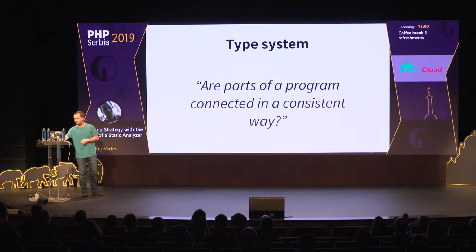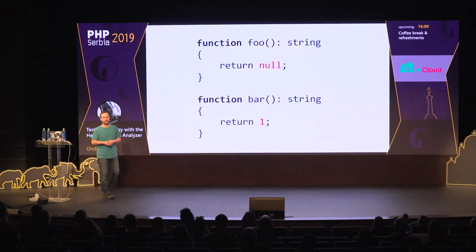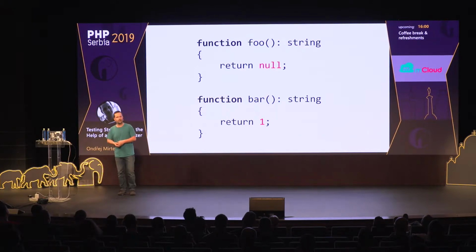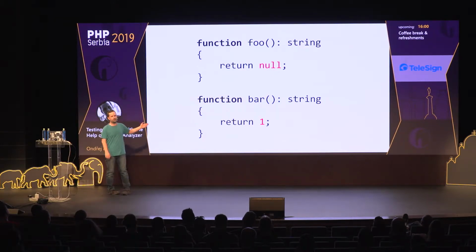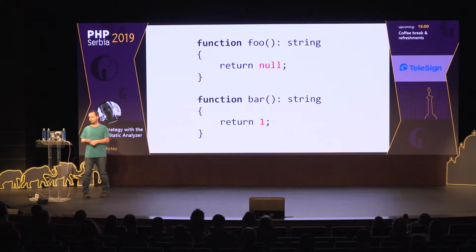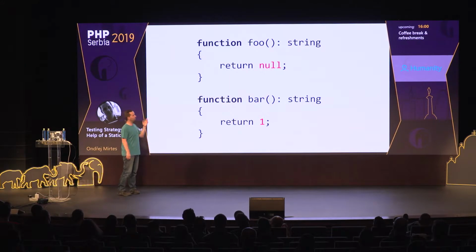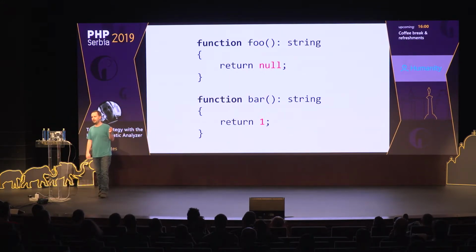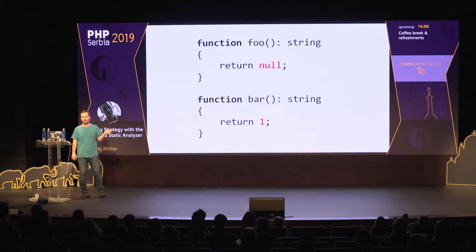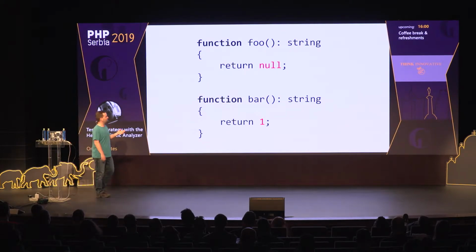For example, if you promise to return a string from a function, but you return a null or an integer, you just broke the type system because you are not adhering to your promise. If you look at this code, you probably realize that this can be checked statically. This can be checked with a machine. You don't need to waste your developer's time to check this manually during code review or by running the application. This can be checked with an automatic tool.